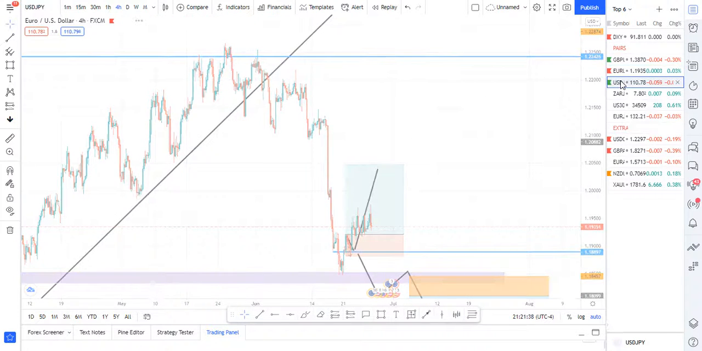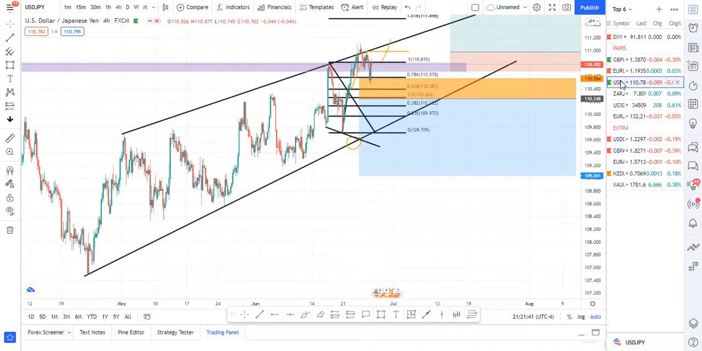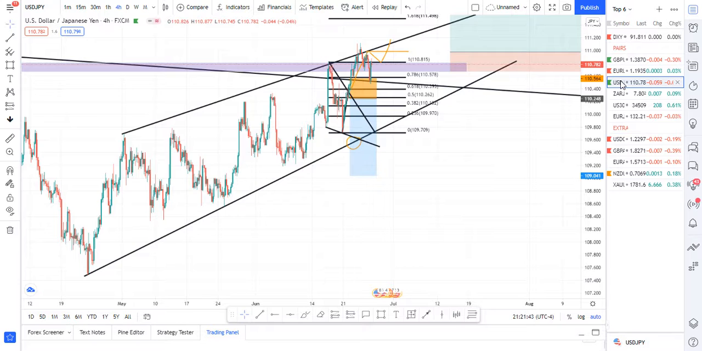EURUSD, good trade. USDJPY was a bad trade as well. Let me see. Oh no. Yes, I did take the USDJPY trade.